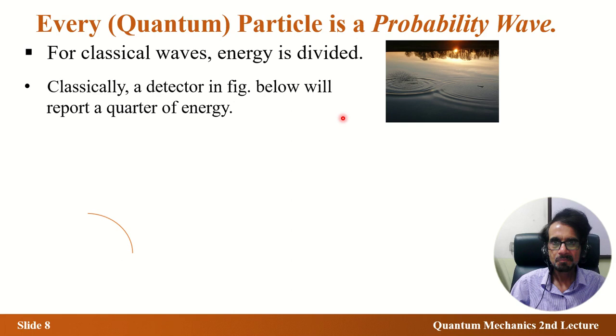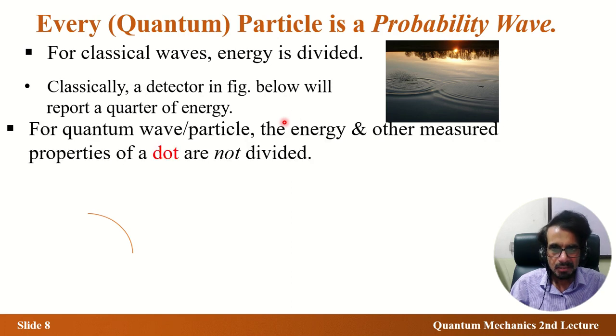They are probability waves. The difference between a water wave and a probability wave is that if you have a detector which is a quarter of the wave, like here, then a quarter of the energy will be deposited. But if the wave is electron or photon, then photon and electron properties are never divided. So minus 1.6 times 10 to the minus 19 coulomb, the charge of an electron. There is no quarter of that. That's quanta. That's discrete. So what is divided?